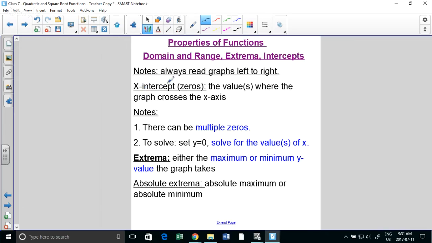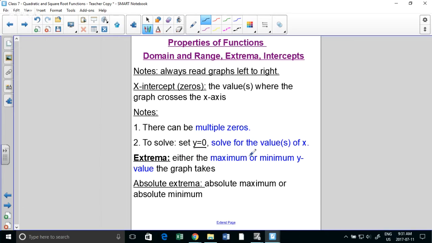We have the x-intercept, also known as the zero. Those two terms are interchangeable, so you'll sometimes hear zeros, you'll sometimes hear x-intercept. It's the value or values where the graph crosses the x-axis. So there can be multiple zeros, even if this is a function. To solve algebraically, you set y as 0 and solve for the values of x. Again, we were doing this a lot when it came to lines.